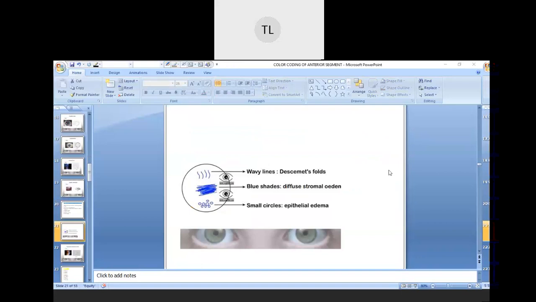Okay, so next we have the diffuse stromal edema. If you see any kind of edema in the stromal area, we need to draw it with the blue shades. And if we see any kind of small circle, that will be your epithelial edema.